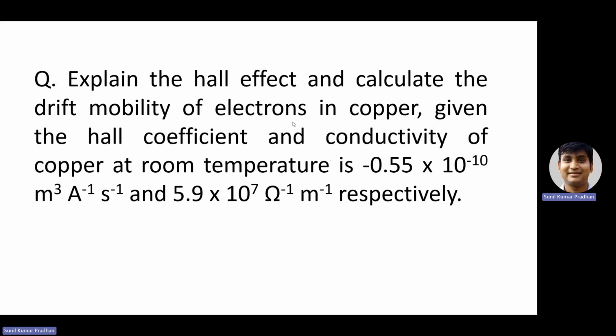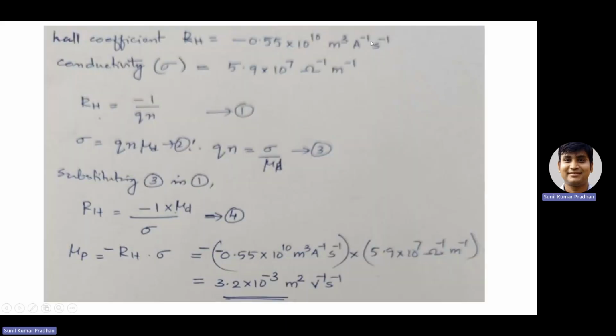Okay. Now, based on that, the question is given here. So let's see how we can solve this question. The Hall coefficient is given already. Conductivity is also given, and there is a relation between your Hall coefficient, charge of electron, and electron concentration, that is RH equals minus 1 by Qn, where Q is the charge and n is the electron concentration. We also know the relation between electrical conductivity, mobility and charge: sigma equals Q n mu d, where Q is the charge, n is the electron concentration, and mu d is the drift mobility.